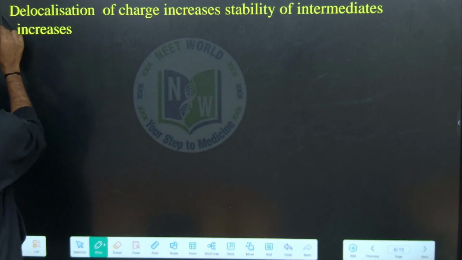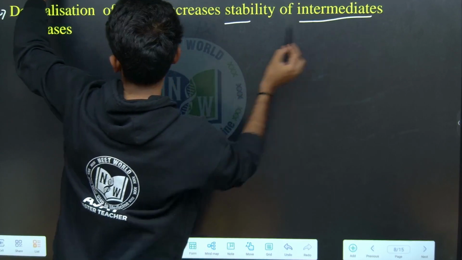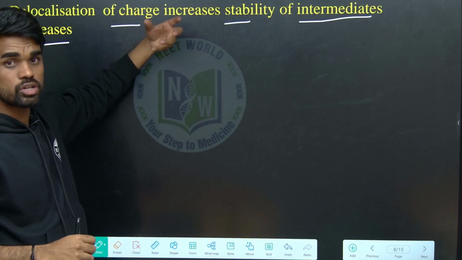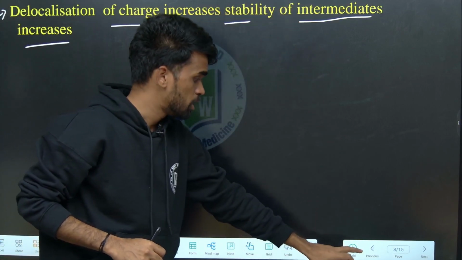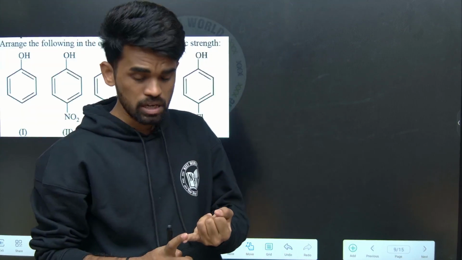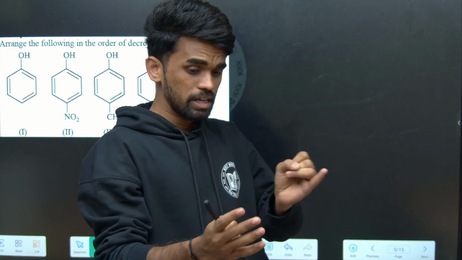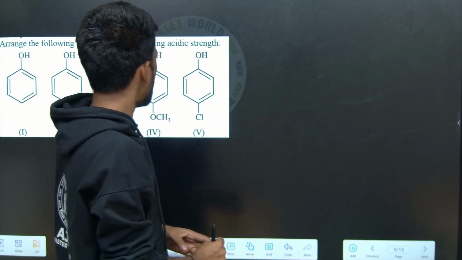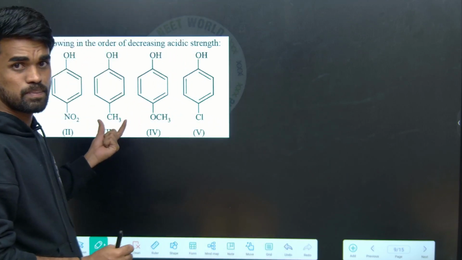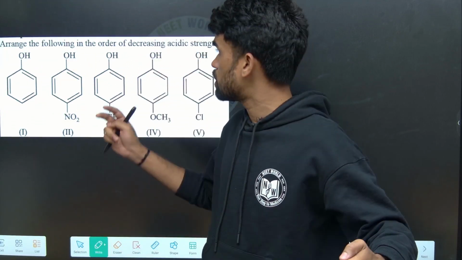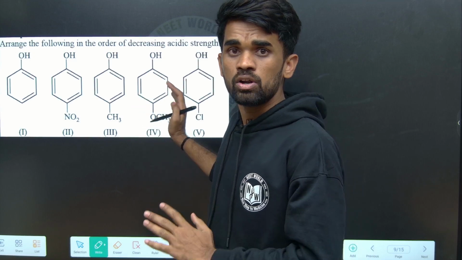What I told you: delocalization of charge increases the stability of intermediates. The more the number of delocalized resonating structures, the more the stability of that particular compound. We need to discuss the acidic nature of phenols and carboxylic acids and the basic nature of amines, and we need to compare the basic nature of aliphatic and aromatic amines also. So just give a try for this particular question. We will be discussing this in the next part. I will be doing part 2 of this mesomeric effect, so just follow that class also.